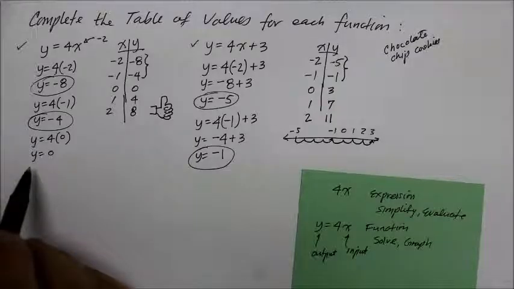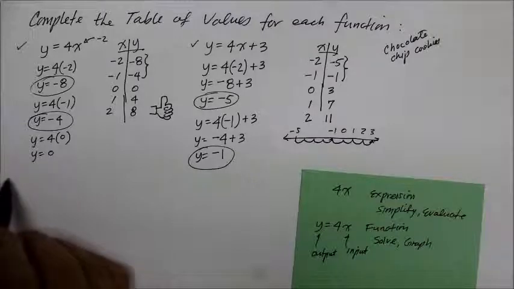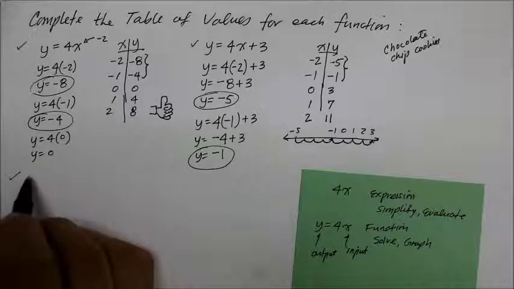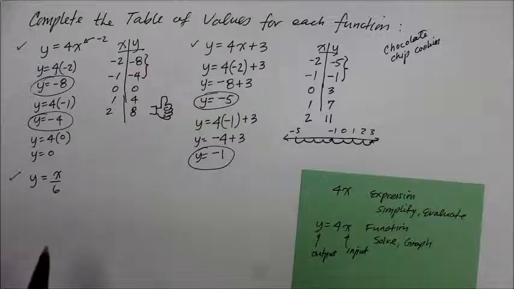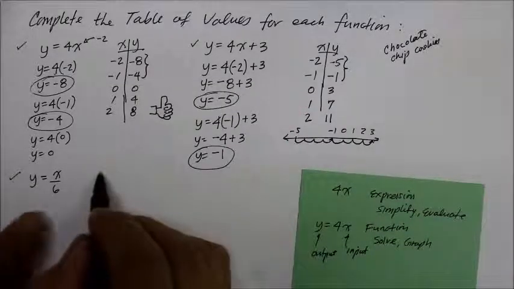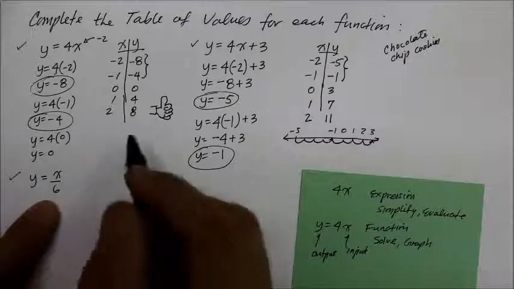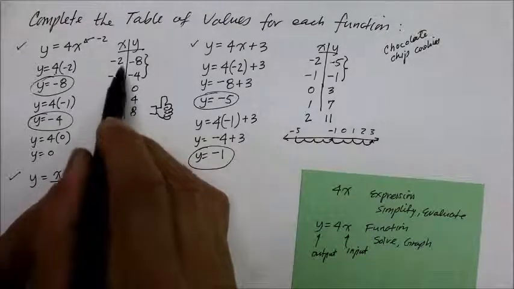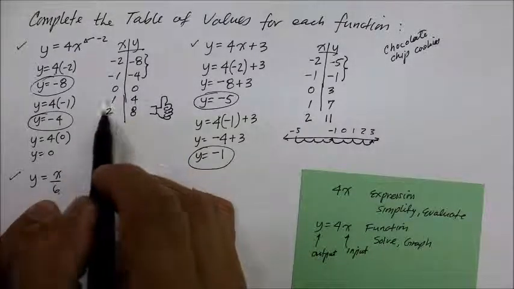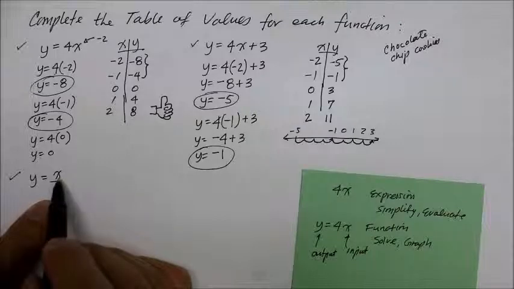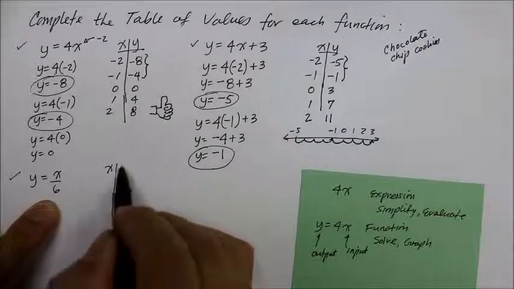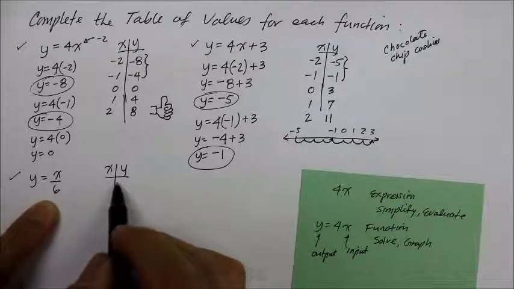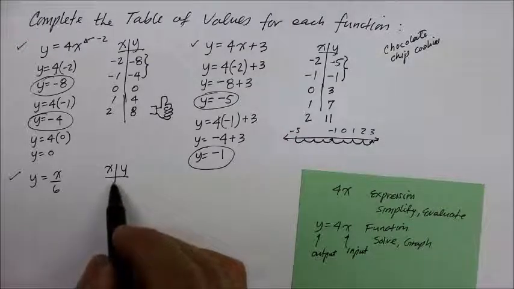How about if we have a quotient? For example, let's say y is equal to x over 6. And this time, because it's a fraction form, if I just arbitrarily go -2, -1, 0, 1, and 2, it's not going to be a very pretty answer. So let me, knowing that it's a fraction form, choose some different inputs and outputs.